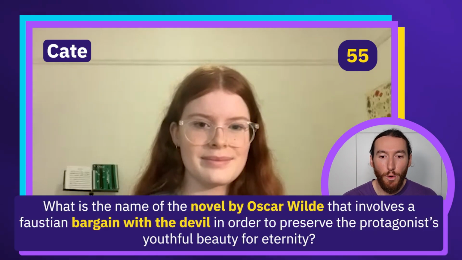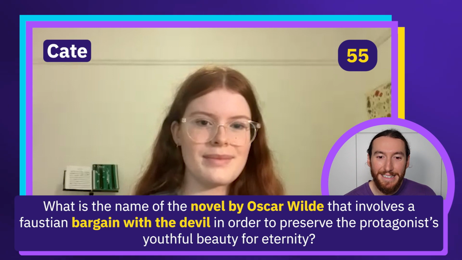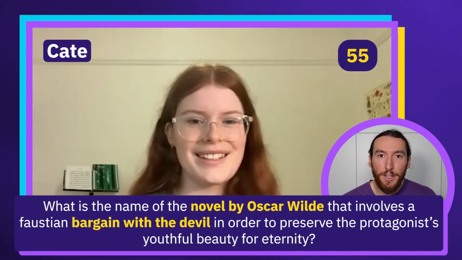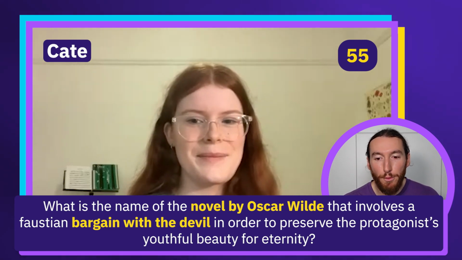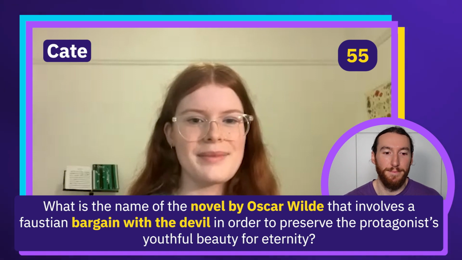Question 1. What is the name of the novel by Oscar Wilde that involves a Faustian bargain with the devil in order to preserve the protagonist's youthful beauty for eternity? The Picture of Dorian Gray. Correct. Great job. That was a tough one to start with, but you've nailed that there, so plus 20 for you. Sienna, here's your first question.